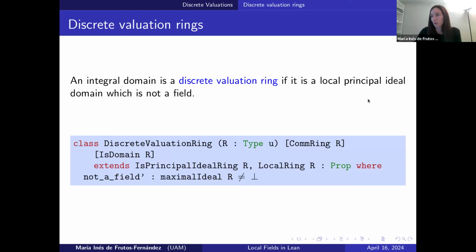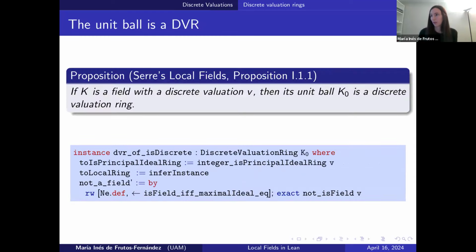You can also find some equivalent definitions in Mathlib. However, none of the definitions that you can find there refer to discrete valuations, because discrete valuations were not available in Mathlib before our project and are still not available in Mathlib. So something that we did in our project is we relate the notion of discrete valuation and the notion of discrete valuation ring. The first theorem that we prove is that if K is a field with a discrete valuation v, then the unit ball K naught is a discrete valuation ring.